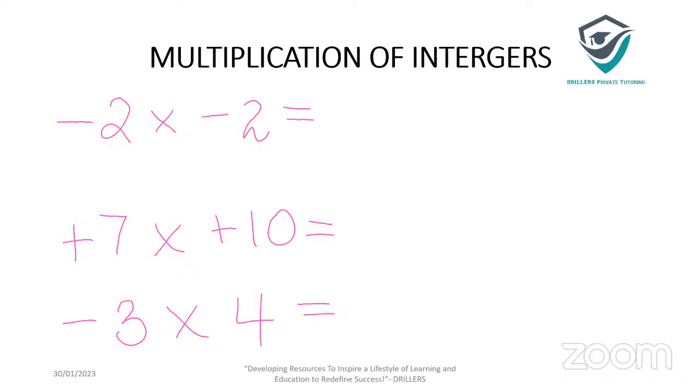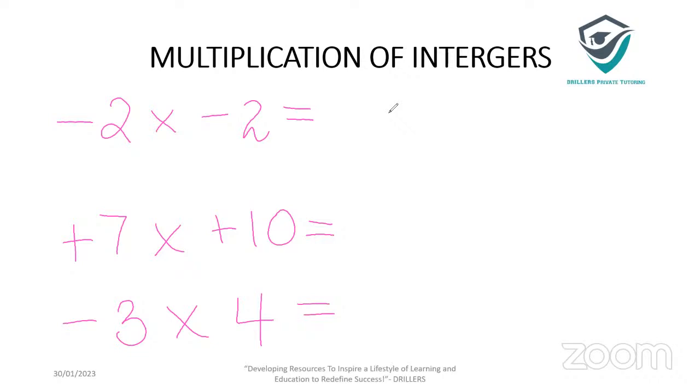Right, so the rules: same sign, your answer, or your product. So for multiplication, your answer is referred to as your product. For the same sign, your product is going to be positive. And for different signs, your product is going to be negative.